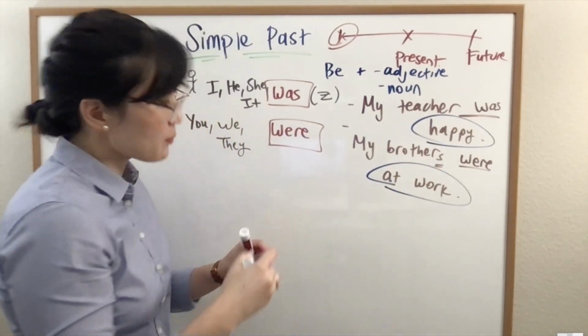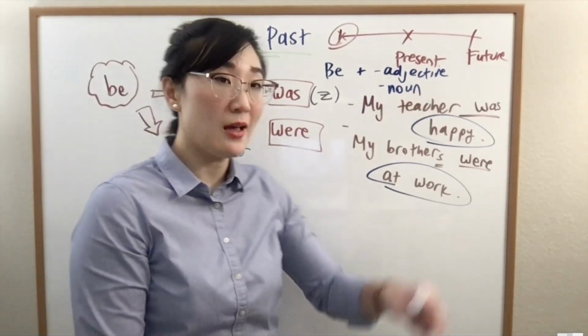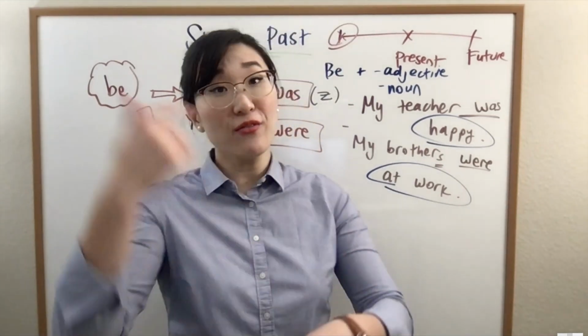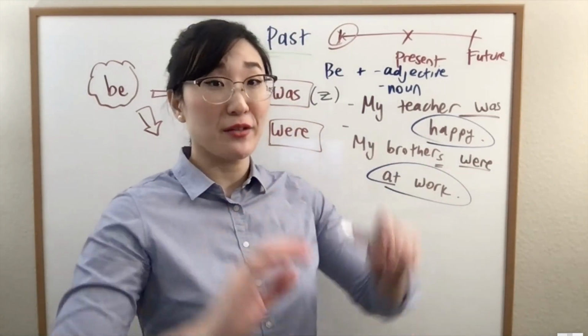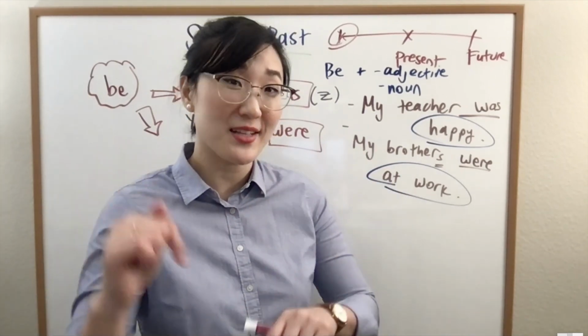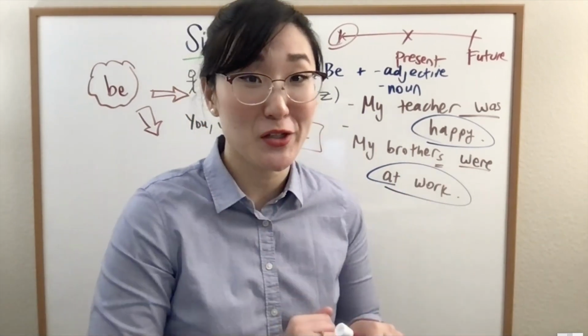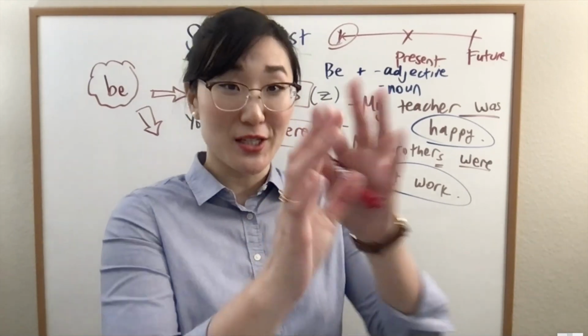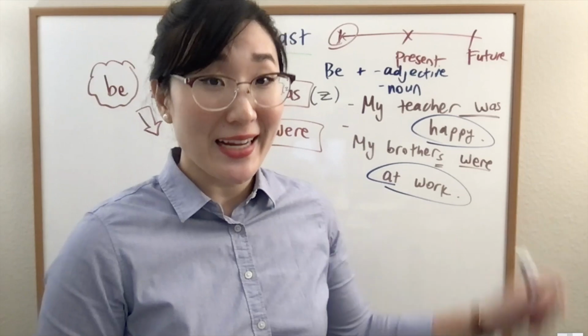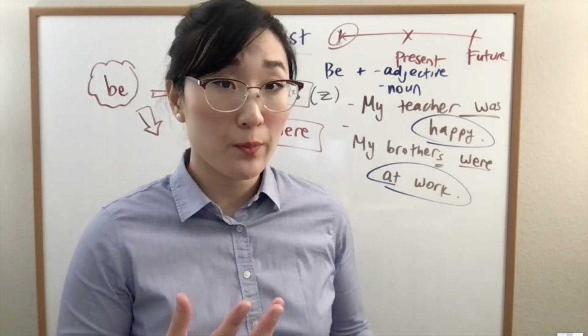A noun can be a person, place, or thing. So for example, now I am a teacher. Before I was a writer for the government, a nonprofit. I was a writer, past tense. Today I am a teacher and I am very happy to teach all of you. Okay, so this is the basic idea with was or were.